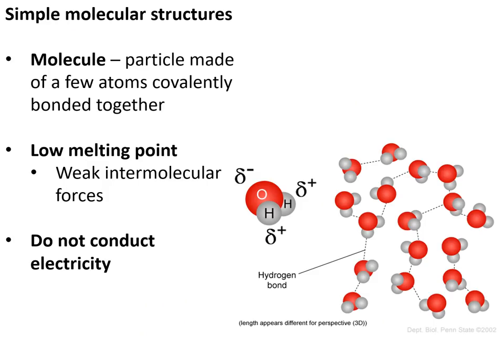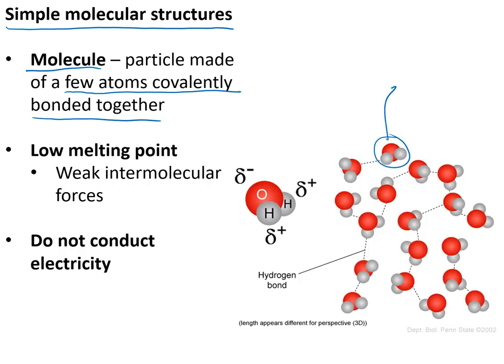Now, some substances with covalent bonds form what are called a simple molecular structure. A simple molecular structure is one made of molecules. Now, a molecule is a particle made of a few atoms covalently bonded together. So that's normally somewhere between about 2 and about 20 atoms bonded together. You can see that as an example here is water. So this is H2O. You can see the little grey ones are the hydrogens and the red ones are the oxygens. And a water molecule is just that. It's just those 3 atoms bonded together.